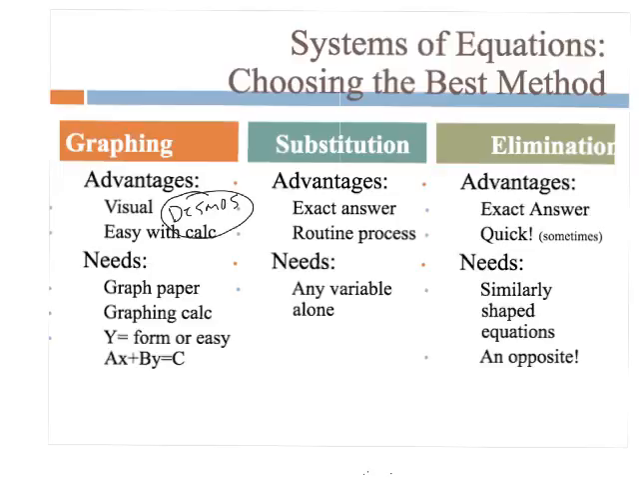Another advantage to the substitution method is it's a really routine process. If you remember that lesson, every problem looked the exact same. It was consistent, relatively easy to do. I mean, once you get it, there's no surprises. So that can be an advantage as well. One of the needs for substitution is you need to be able to get a variable alone. And so if you can't get a variable alone, the substitution method actually becomes pretty challenging.